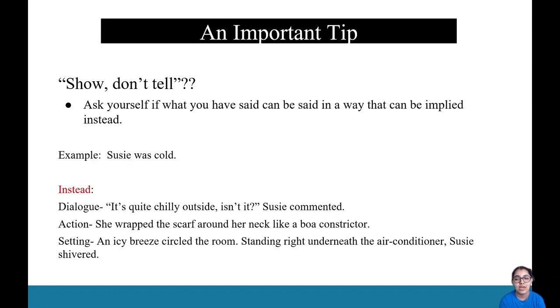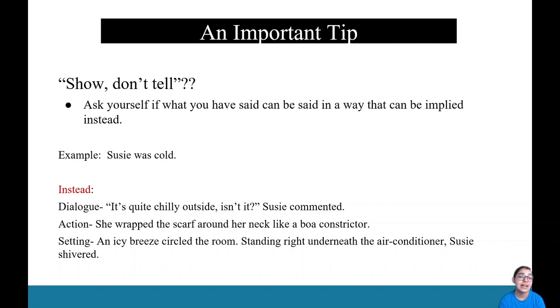Thinking about show don't tell is really, really important. Ask yourself if what you have said can be said in a way that can be implied instead. So, for example, instead of saying Susie was cold, we can use dialogue. "It's quite chilly outside, isn't it?" Susie commented, which tells us she's cold because she thinks it's chilly.